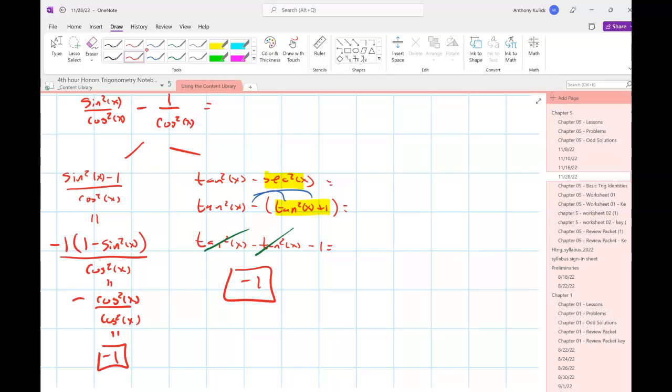Just about finishing them out. And on the test, on a simplifying problem like that, it's all going to go down to a single term. It'll just go down to negative 1 or 7 or sine x, something like that, where it's down to a single trig function or a constant. Okay, it's not going to be something kooky.